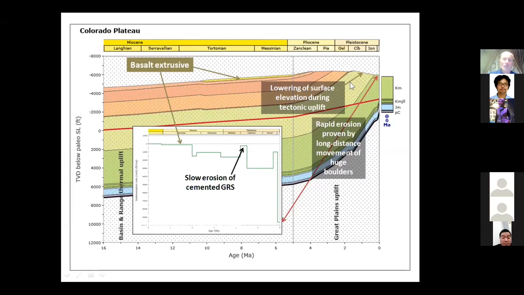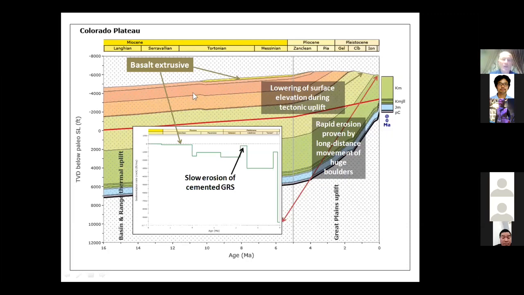We hit the Green River Formation, which is a cemented carbonate, and the rate of erosion slows down again until we cut through the Green River Formation, and then we get the Colorado River also cutting down, and so the erosion rate increases further, bringing us to our present story.